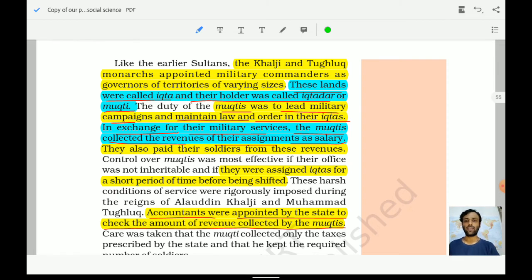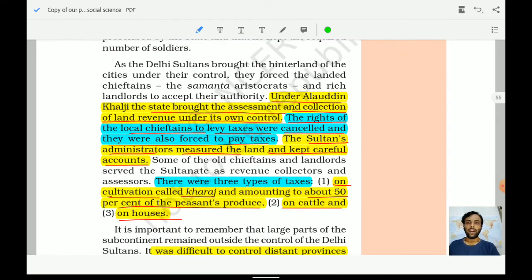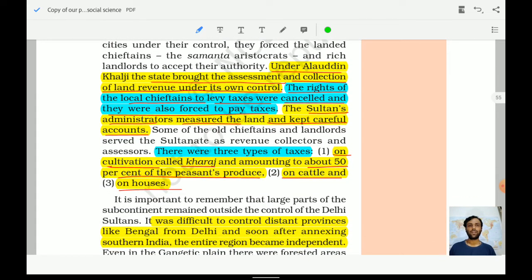Remember this. Accountants were appointed by the state to check the amount of revenue collected by the Muktis. As we have seen earlier as well, accountants were appointed to keep a check on the Muktis, whether they were collecting the amount which had been asked of them, or whether they were exploiting. So these sultans were keeping everything in check. They were not leaving anything unchecked. This was a very important and very good thing of this particular rule. Under Alauddin Khalji, the state brought the assessment and collection of the land revenue under its own control.